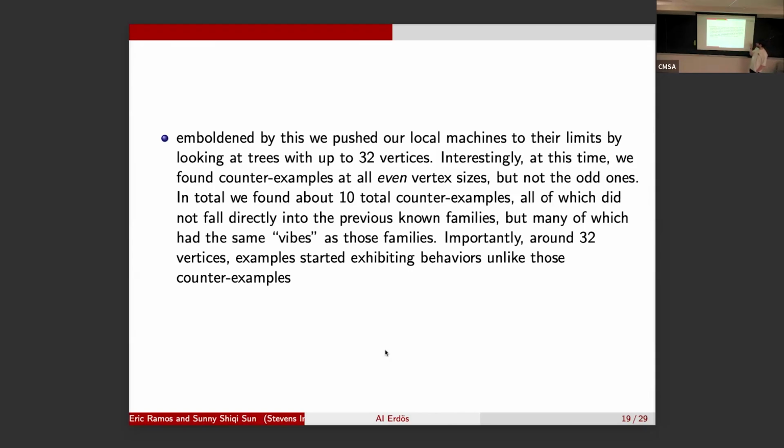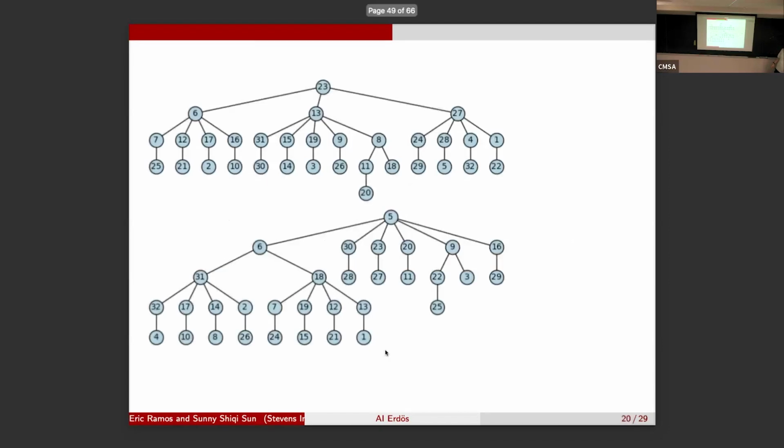So we found all these counterexamples, all of which did not fall directly into the previous known families, but many of which had the same vibes as those families. That whole idea of this connected to children, which are connected to paths, right? Importantly, around 32 vertices, examples started exhibiting behaviors unlike those previously known counterexamples. So here are two counterexamples on 32 vertices that are starting to look a little bit different than the kind of patterns we were seeing before. A lot more branching where it wasn't there before.